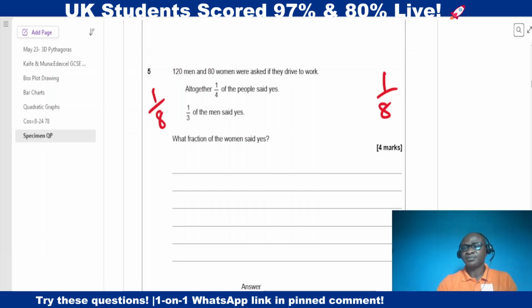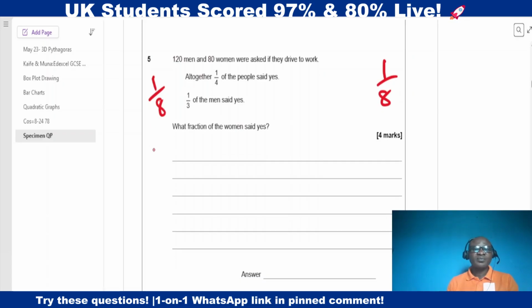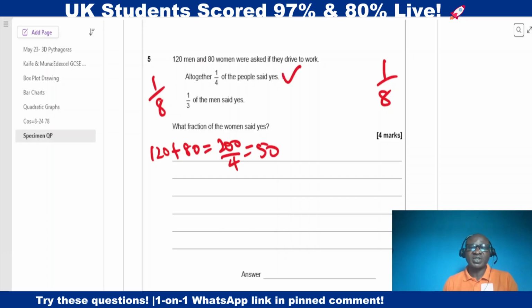I did 120 plus 80 divided by 4. I got 50. I mean, 50 people said yes. That is where they say 1 over 4 of the people altogether say yes, isn't it? So 50 said yes.